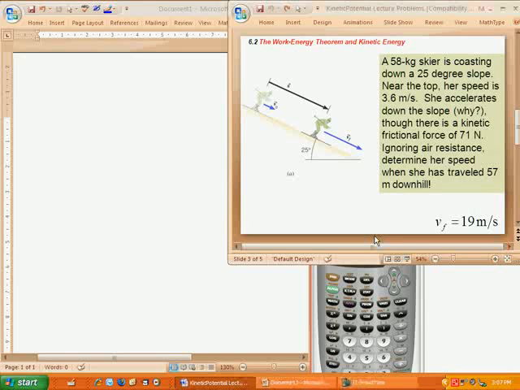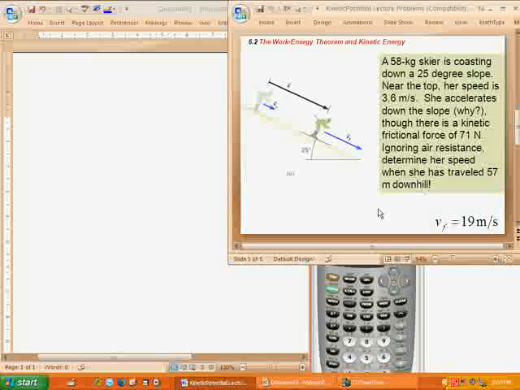Alright, in this problem we're going to be looking at the work energy theorem, dealing with kinetic energy. We're given a problem with a skier that's going down a slope. We know the angle of the slope, the initial velocity, the mass of the skier, and that the frictional force is 71 newtons. If you want to read through the problem by yourself, go ahead and pause this and do that, and then we'll work through it.